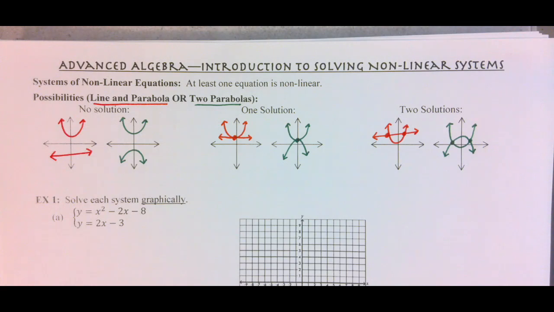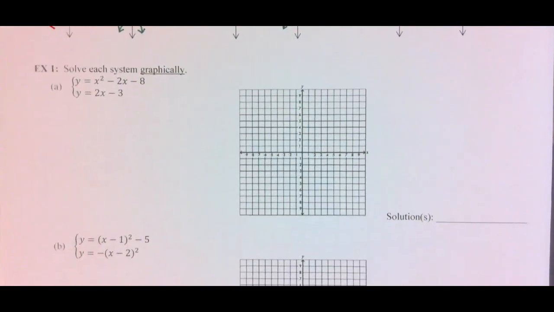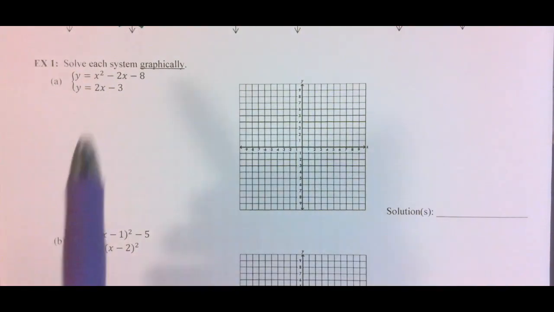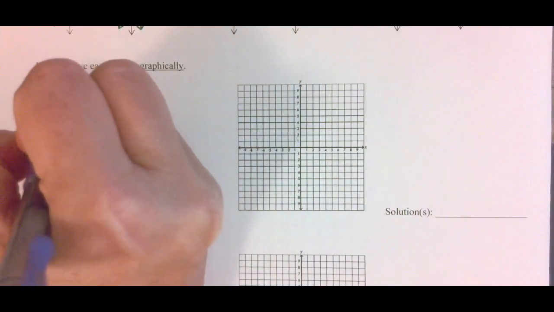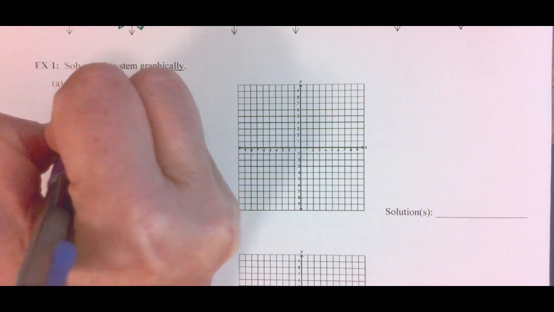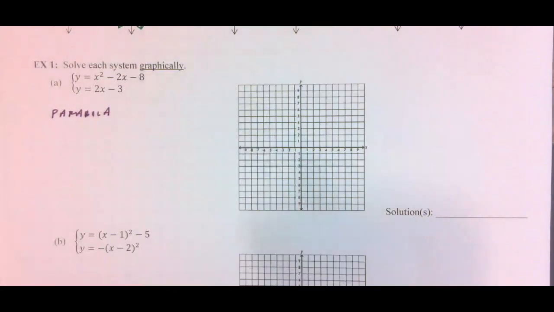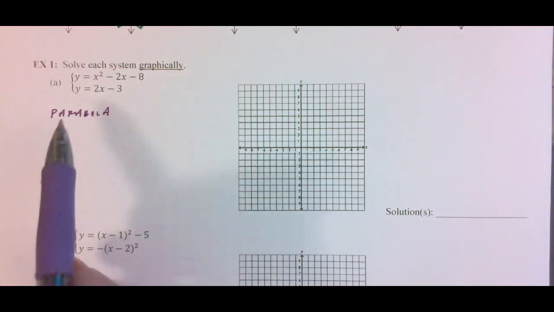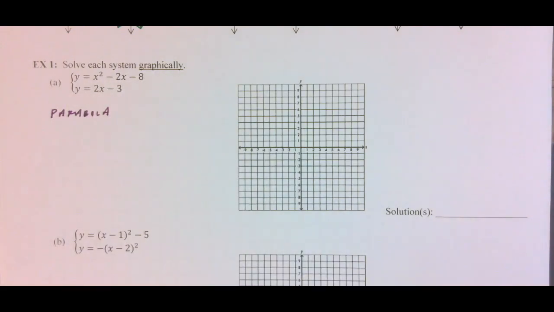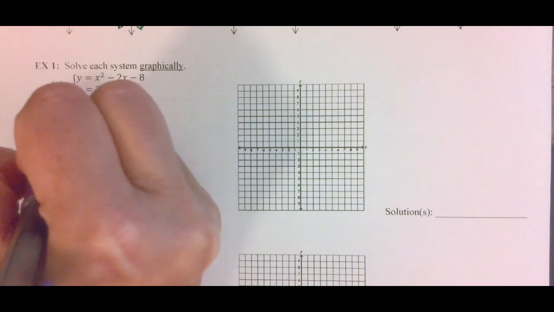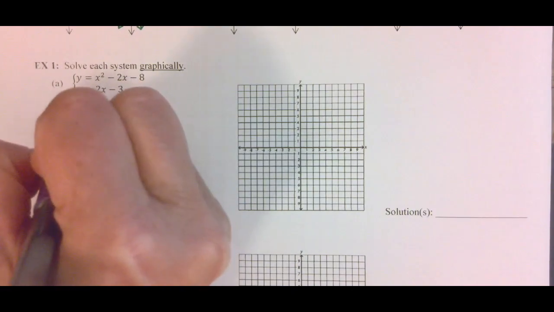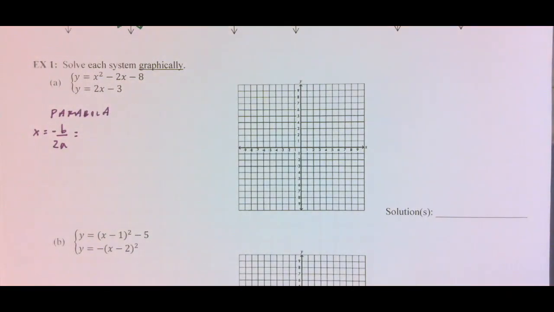Okay, the first way that we have you solve nonlinear systems is a graphical approach, a visual approach, and then we're going to segue into doing it algebraically very soon. So first, graphically. My first equation right here is a parabola. I recognize that it's in standard form. So to get to my vertex, I'm going to use x equals negative b over 2a. That's going to get me the x coordinate.